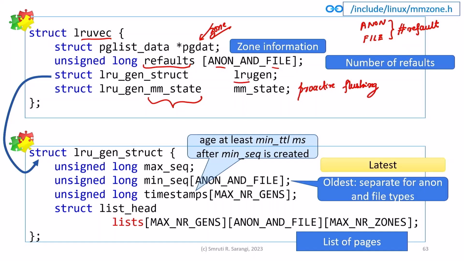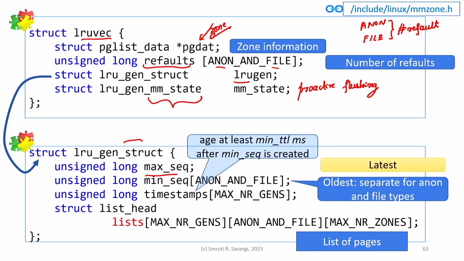And the former one, LRU gen, maintains information about the generation. The maximum sequence is the largest sequence number and the minimum sequence is maintained separately for anon pages and for file pages. Also, you don't want to be very reactive in the sense that you do not want to increase generation numbers very quickly, or let's say you don't want to evict something very quickly. It was just brought in, it's getting evicted. That is why every time you create a new generation, you maintain a timestamp of when it was created.